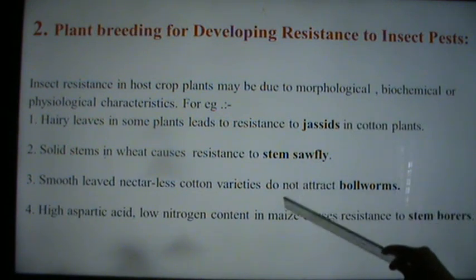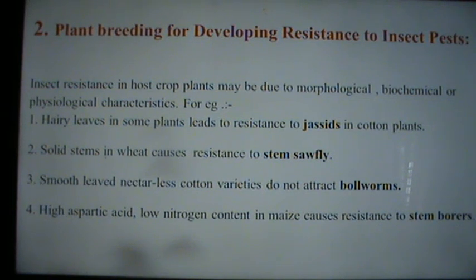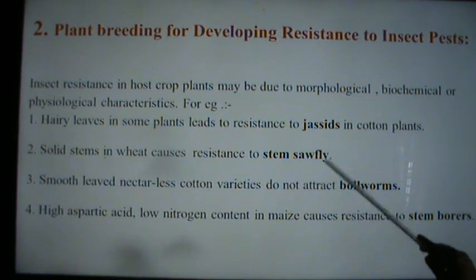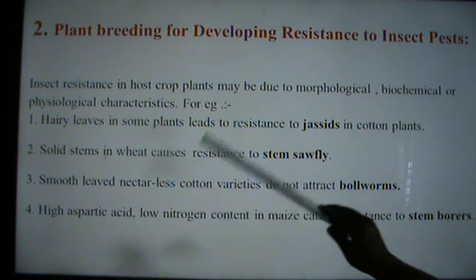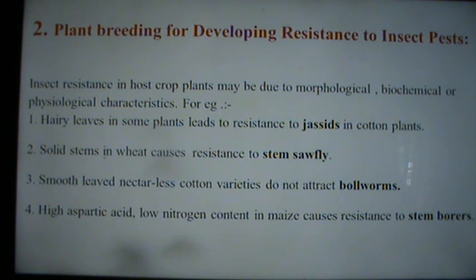And there is another variety of cotton plant which has smooth leaves and is nectarless; the flower doesn't produce any nectar. Because of the presence of this characteristic, it will not attract bollworms. Then in maize, the insect which attacks them is the stem borer. The maize itself develops resistance when it has a high quantity of aspartic acid and low nitrogen content, which causes resistance to stem borers.